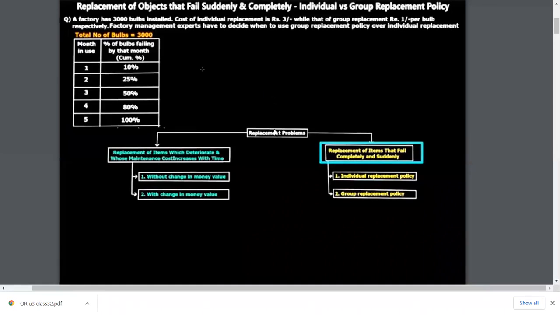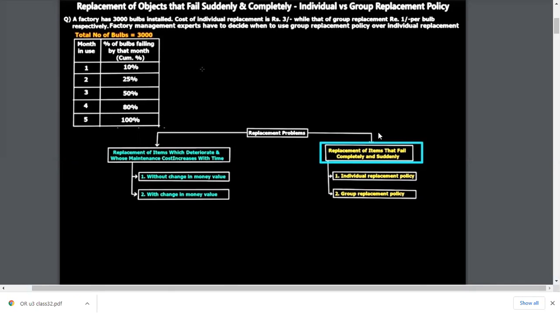In replacement problems we have these two types of problems we have already solved. The two types are replacement of items which deteriorate, where maintenance cost increases with time. The first problem is without change in money value, and the second problem is with the change in money value. Already these two problems we have solved in previous classes. Now we are going to solve the problem of replacement of items that fail completely and suddenly.